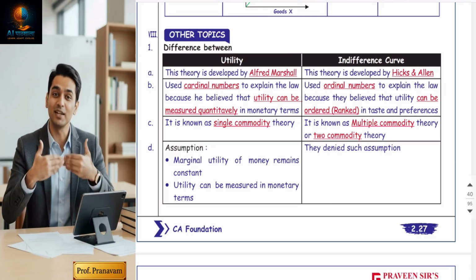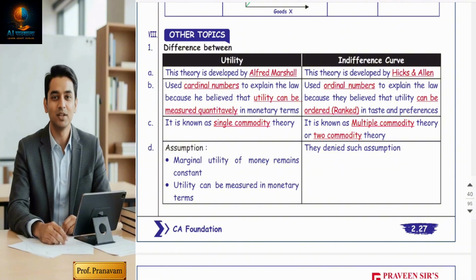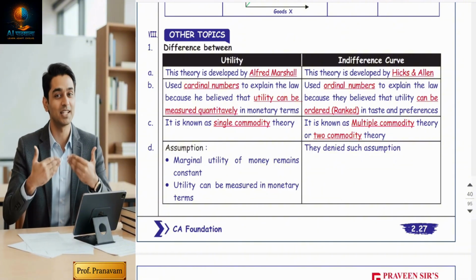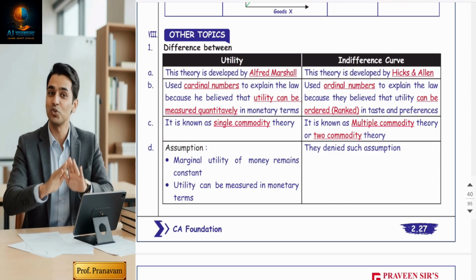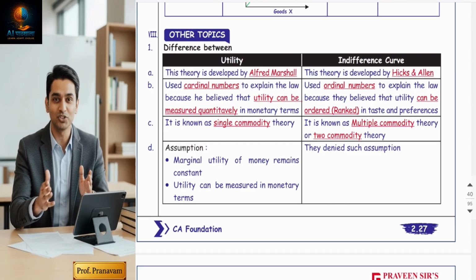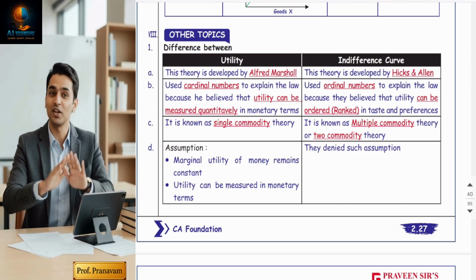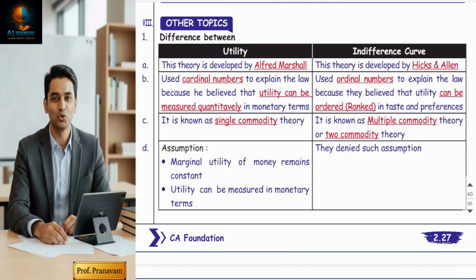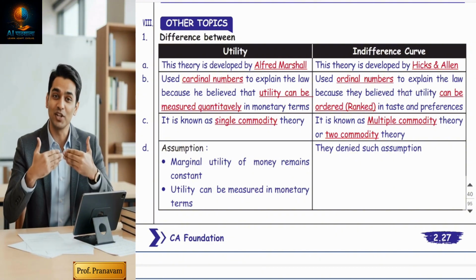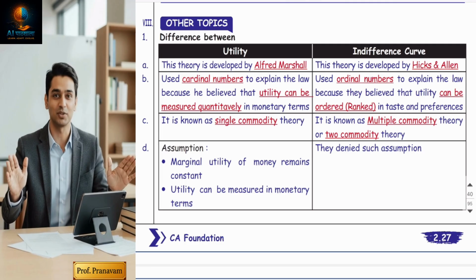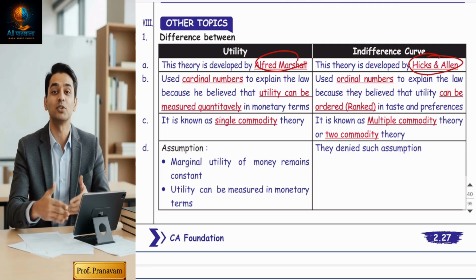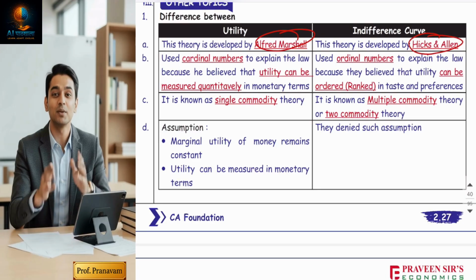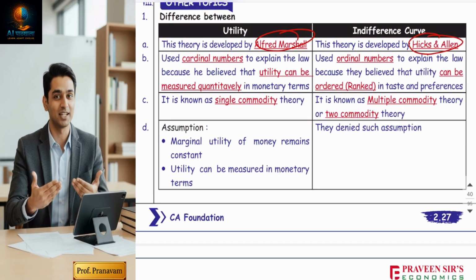Utility and indifference curve are both based on the same concept, that is consumer satisfaction. Both are consumer behavior theories, and the main objective in both is to explain how a consumer attains maximum satisfaction. That is the main objective of the consumer's life. They always want to derive the maximum possible satisfaction from their limited resources. The main difference is that utility theory was developed by Alfred Marshall, and the indifference curve was developed by Hicks and Allen. Alfred Marshall tried to explain how a consumer derives maximum satisfaction by using cardinal numbers.